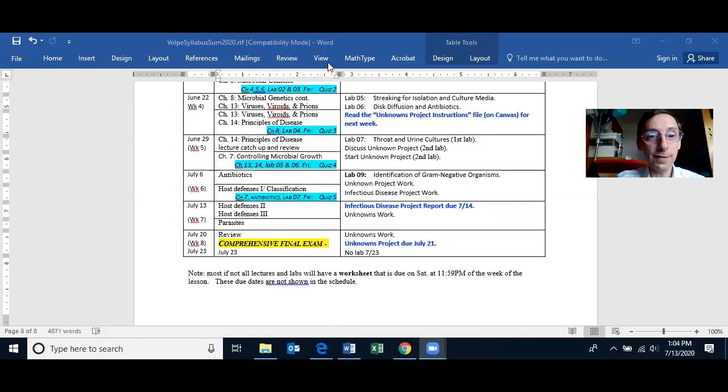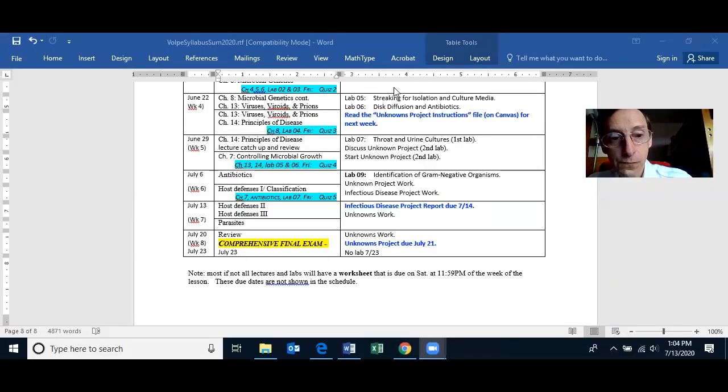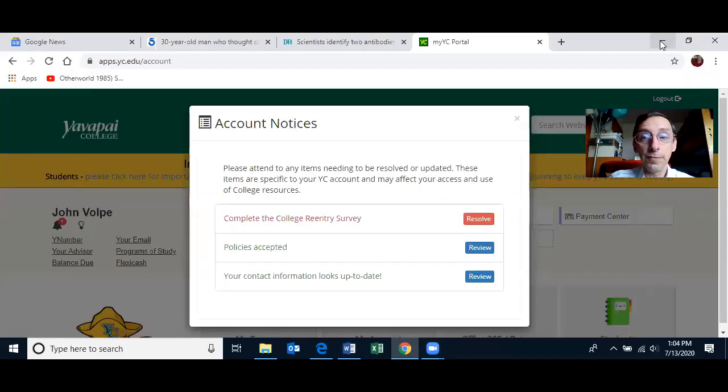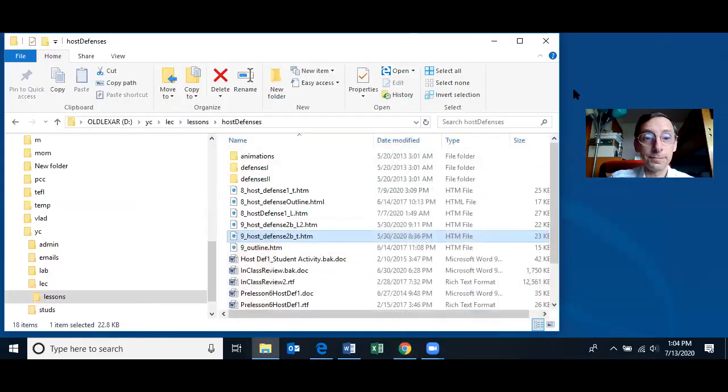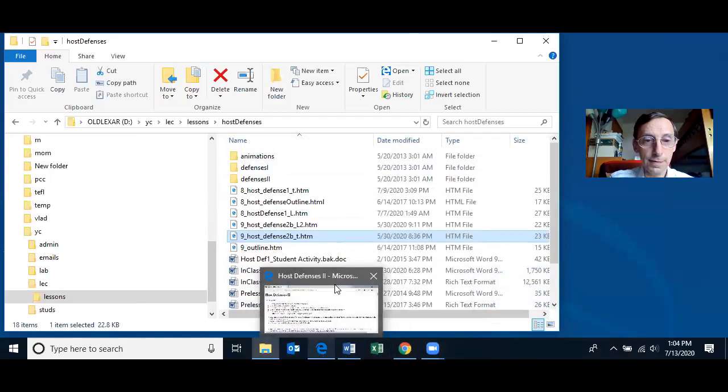So we will work on host defenses 2 today, and we'll be close to finishing, I think. Let me mark that. And tomorrow we'll have a longer lesson, meaning both 1 and 2 will be on the lecture, and so we should finish up host defenses 2 and then start and finish host defenses 3. Any questions? If not, let's turn to the lesson.